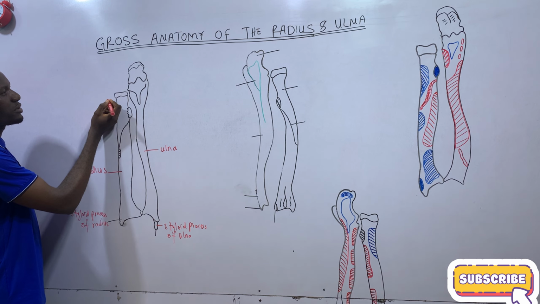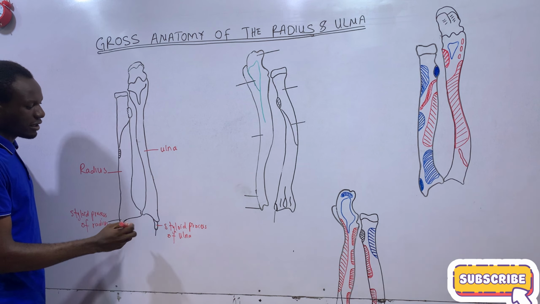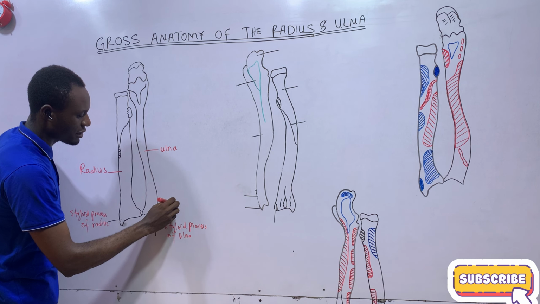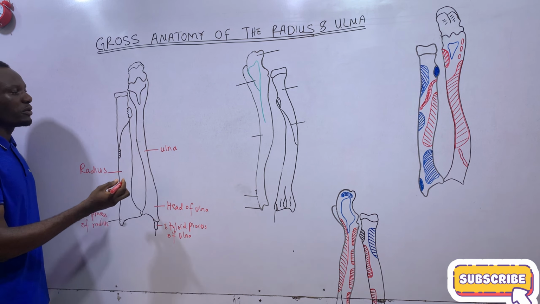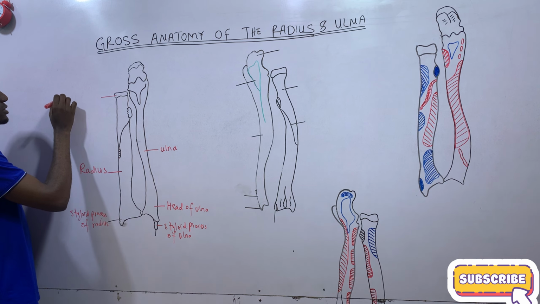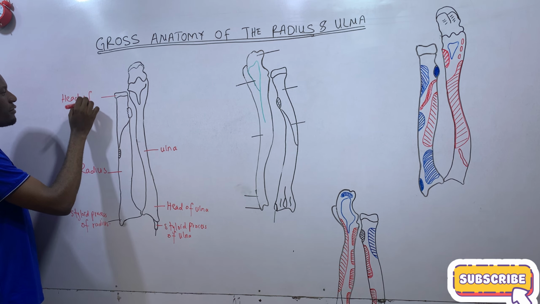This is the head of the radius, this is the head of the ulna. So the head of the ulna is directed downwards, while the head of the radius is directed upwards. Head of radius.